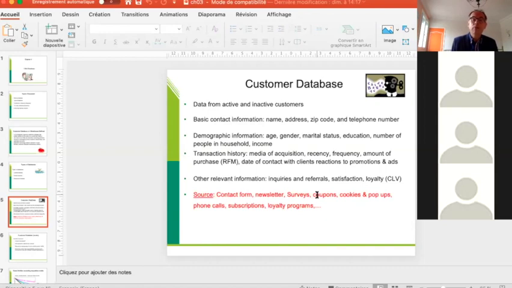You can do outbound phone calls, and you can get this information also with subscriptions. For example, when you enroll into Netflix, or when you enroll for a mobile phone or an internet subscription, you have to give this information. And finally, as I said, loyalty.